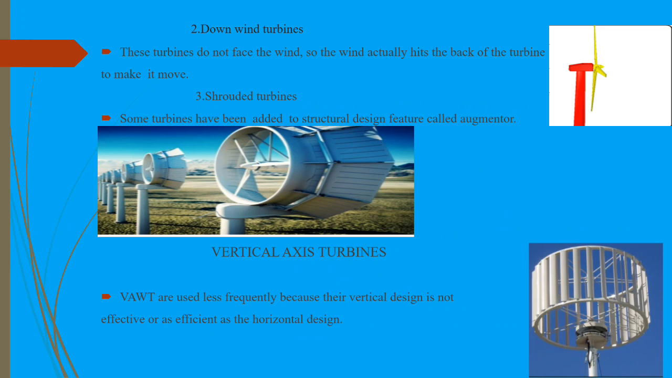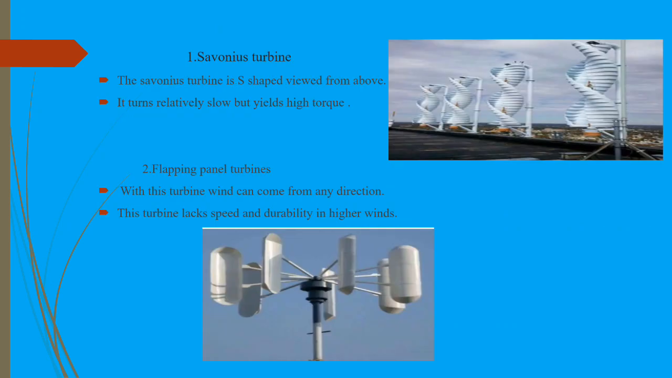Some turbines have been added with a structural design feature called an augmenter. The augmenter is intended to increase the amount of wind blowing through the blades. The next classification is vertical axis wind turbines. It is used very less frequently because the vertical design is not as effective or efficient when compared to the horizontal design. In vertical axis turbines, there are four classifications.